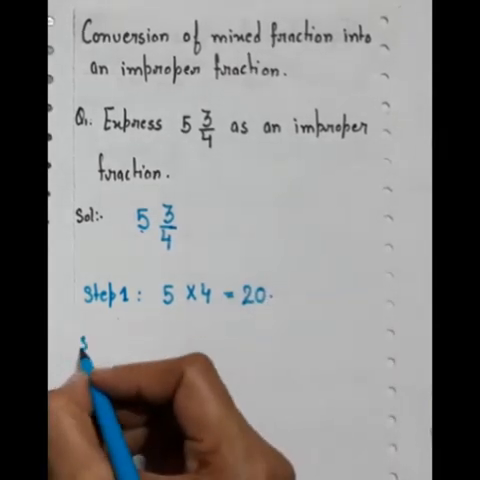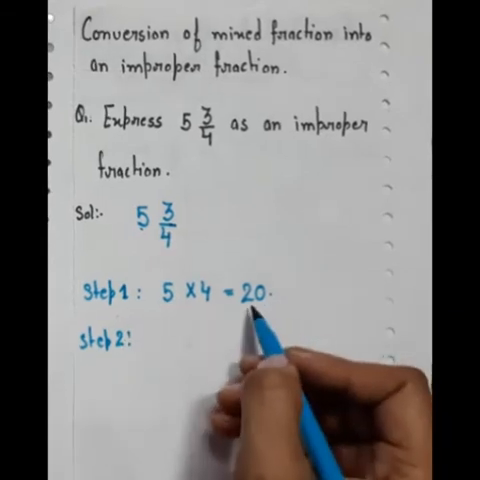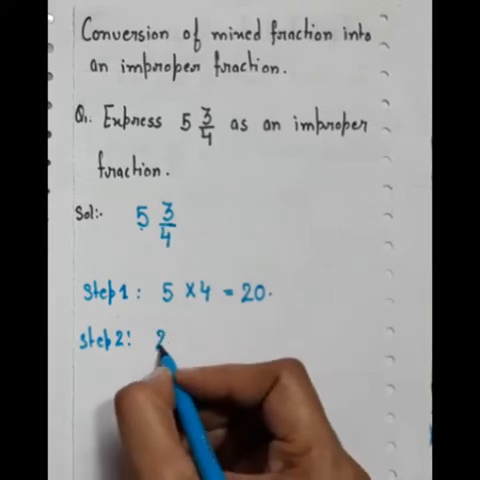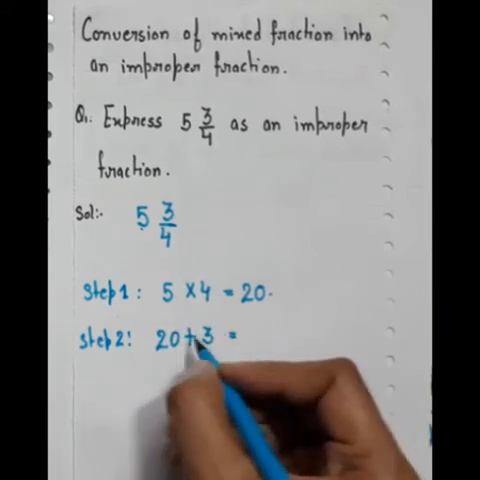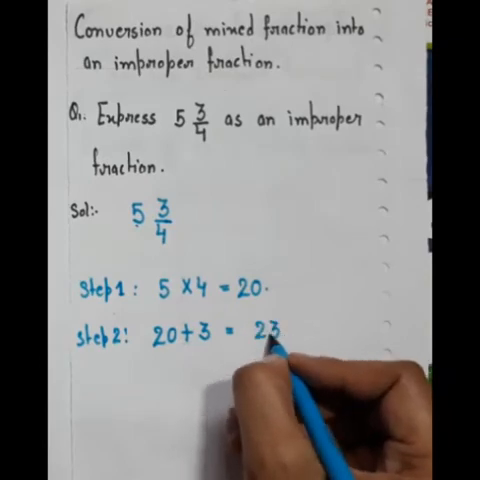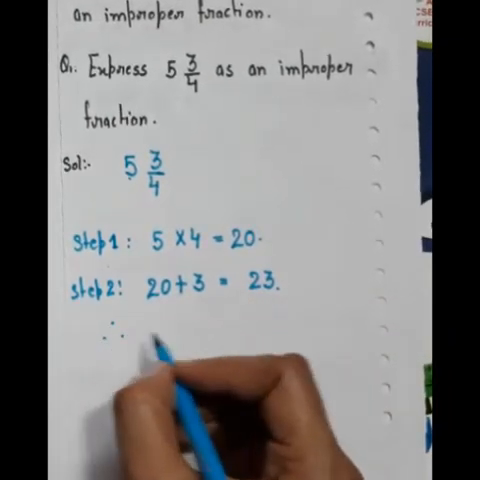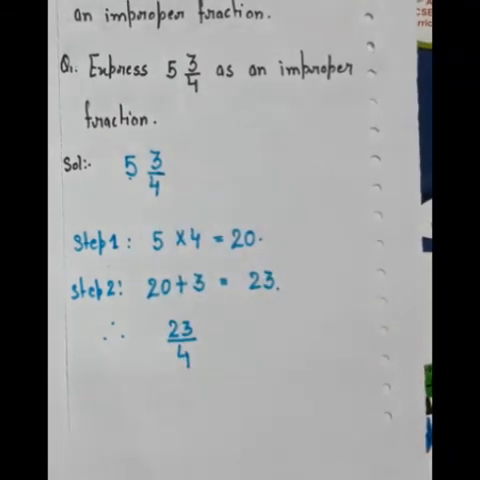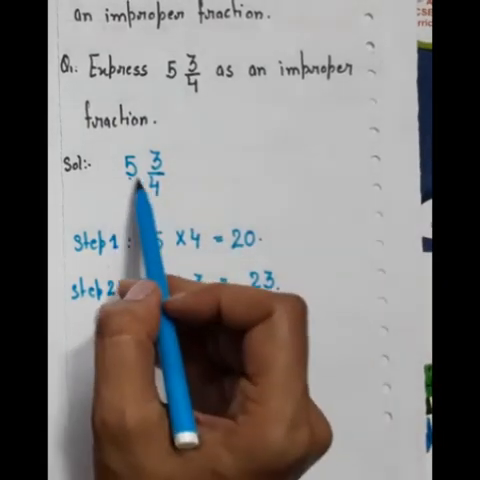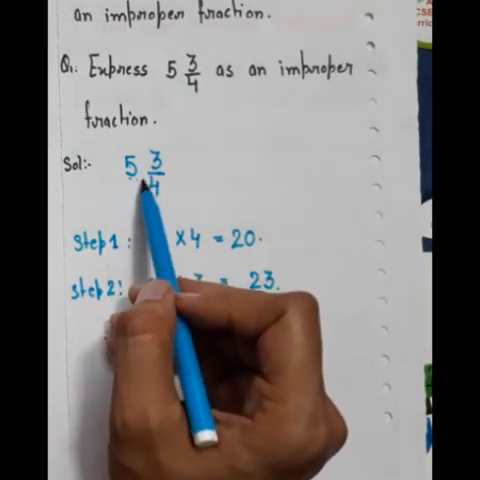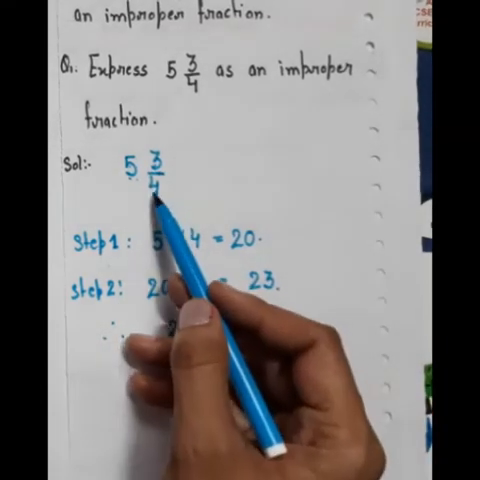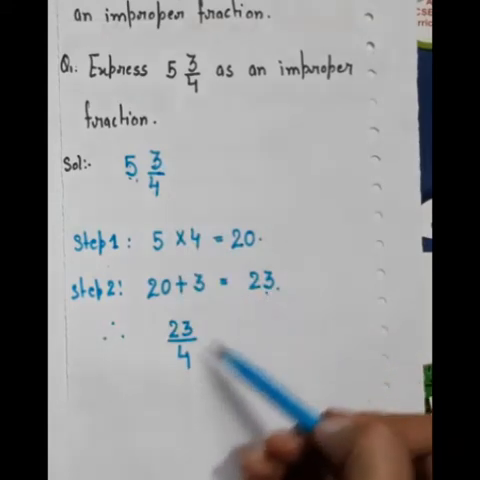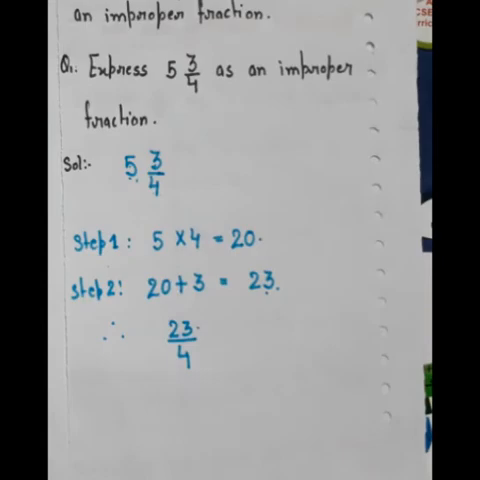Clear? Now your second step is you have to add this product of this denominator and whole number with the numerator of the fraction. So this will be 20 plus 3. Now 20 plus 3 will be 23. Okay. So you will write therefore the required fraction is 23 upon what is the denominator? 4. Clear? First you have to multiply these two and then you have to add the product of these two. Okay, first I have multiplied these two, 5 4s are 20, then I have added this as 20 plus 3 is equals to 23 and your fraction becomes 23 upon 4.